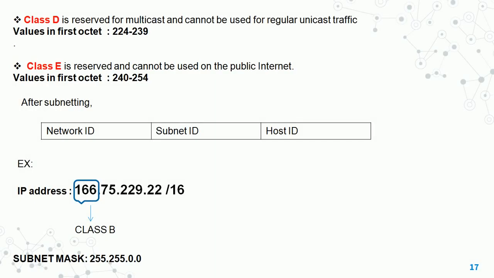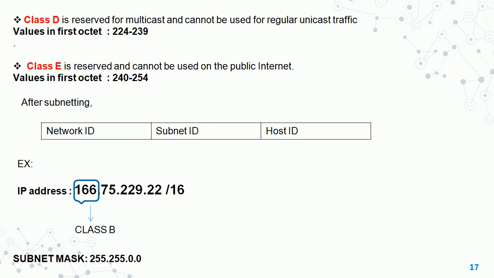Class D is reserved for multicast and cannot be used for regular unicast traffic. The values start from 224 to 239. Class E is reserved and cannot be used on the public internet. Values in the first octet are 240 to 254. After subnetting, the IP is separated into 3 parts: network ID, subnet ID and host ID.